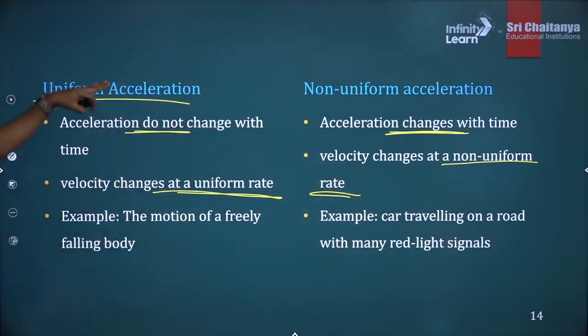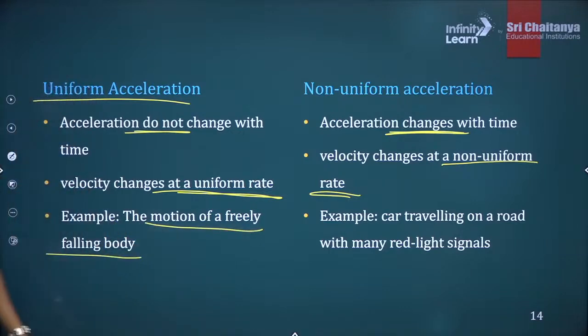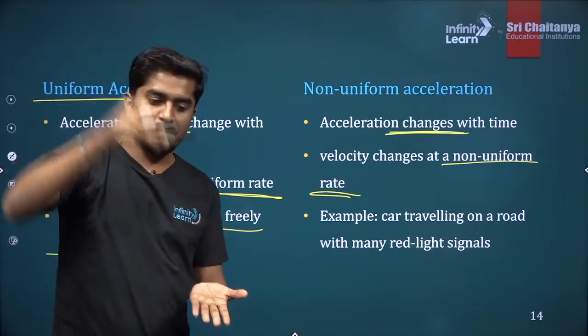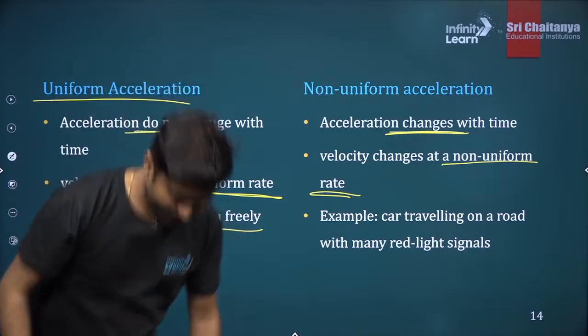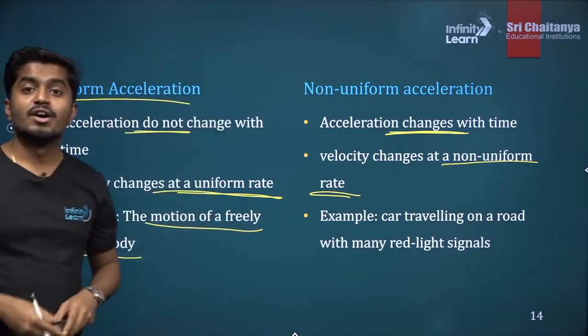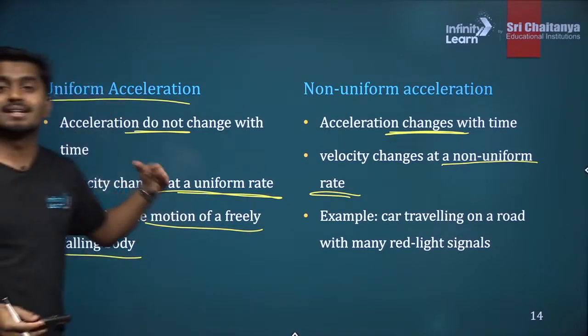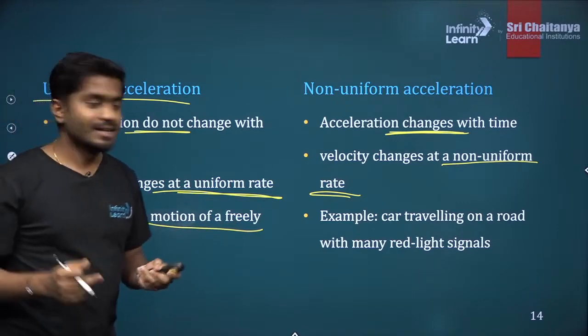An example of uniform acceleration is the motion of a freely falling object. Do you know what a freely falling object is? If I just drop this object, this device, it will fall. Sorry. So that is a freely falling motion. If the object is falling under gravity, that is free fall, or a freely falling object, right?